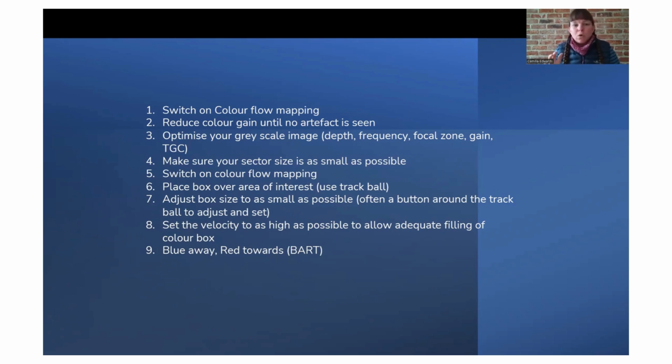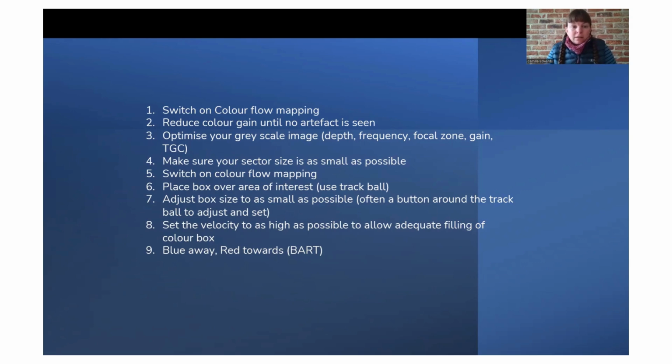And then once you've got your grayscale image optimized, you can switch on color flow mapping. You want to place your box over the area of interest. You can use your trackball to do that, and then adjust your box size to as small as possible. Again, this is about how much you're asking of your machine. This is often possible with an adjust and set button, which is usually around the trackball, and then using your trackball to adjust the size and the shape of it sometimes, and then setting it again.